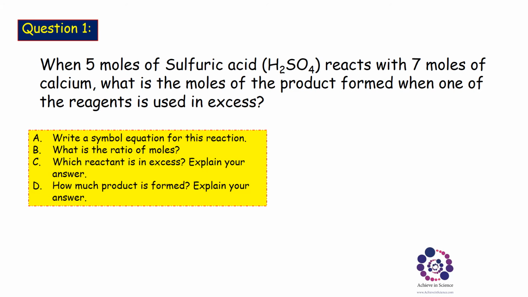So let's look at some examples you might see. Question 1. When 5 moles of sulfuric acid react with 7 moles of calcium, what is the moles of product formed when one of the reagents is used in excess? When you get one of these questions, you want to be systematic in how you approach it. So A, write down a simple equation for this reaction. Then identify the ratio of the moles. Then identify which reactant is in excess, explain your answer, and then you can say how much product is formed. So pause the video, have a go at this, and then we'll go through the answers.